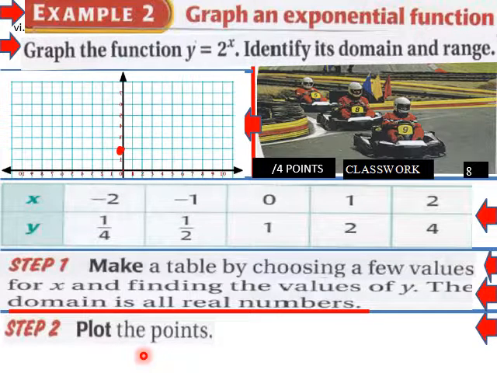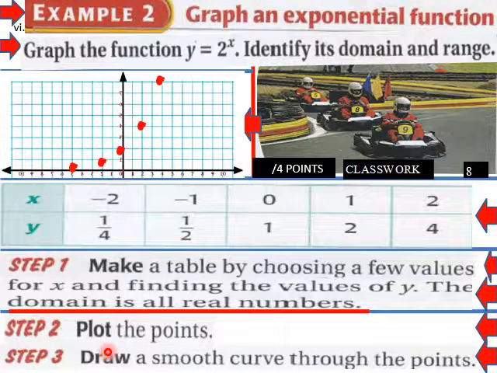When x equals 0, y equals 1. And then when x equals -1, y equals 1/2. And then when x equals -2, y equals 1/4. And then when x equals 1, y equals 2. And then when x equals 2, y equals 4. So this is a general graph here.